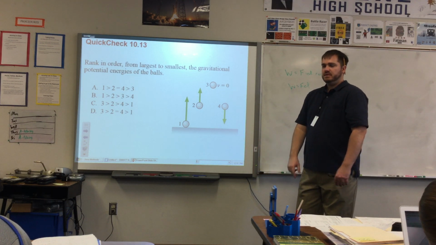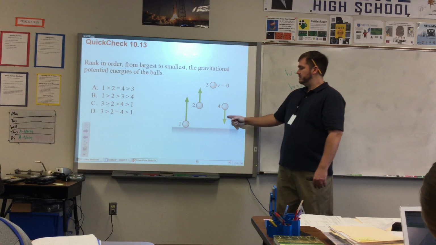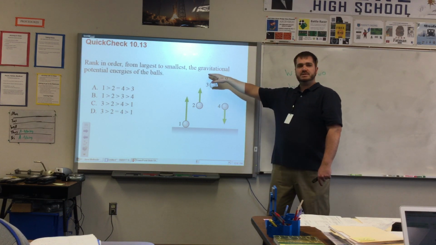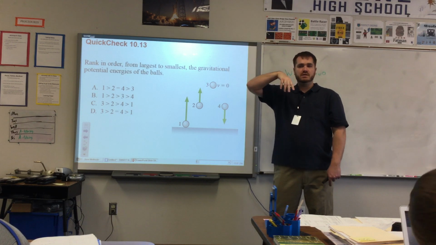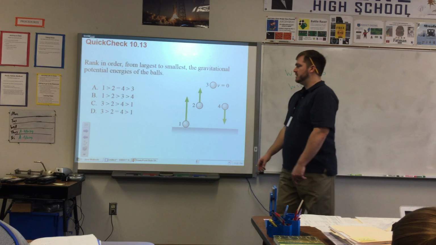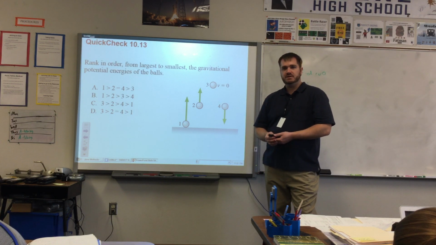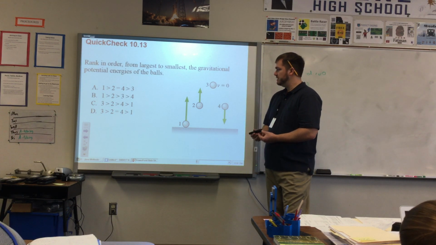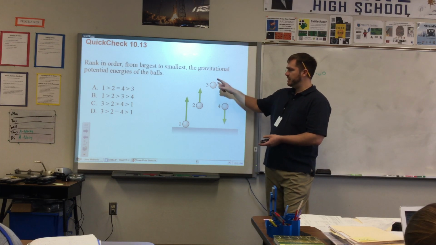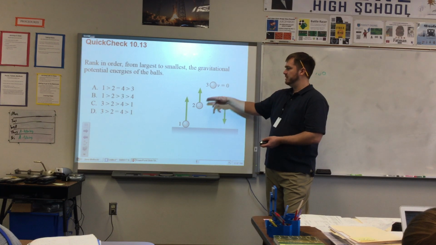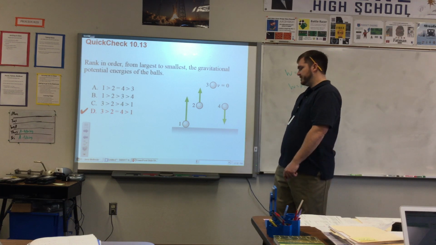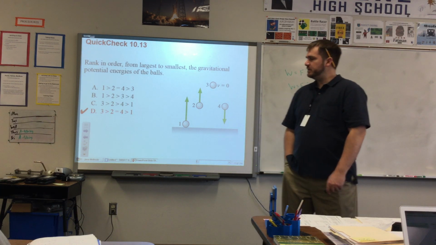Now, your first thought is, what role does the velocity play in the gravitational potential energy? None. Okay, so just ignore those arrows. What does matter with the potential energy? Height. So who's going to have the biggest potential energy? 3. And then 2 and 4 are equal, and then 1. You are correct. Still got another minute or two, so just hold on.